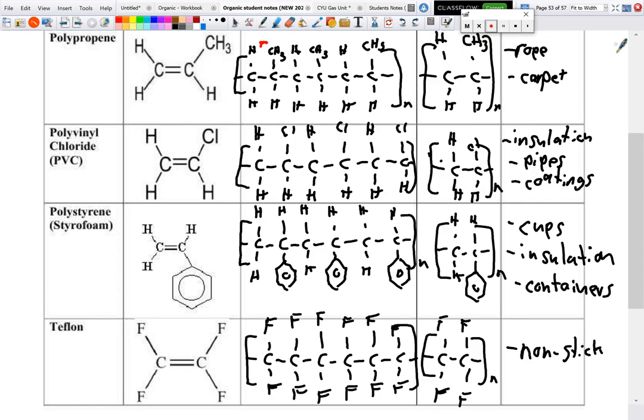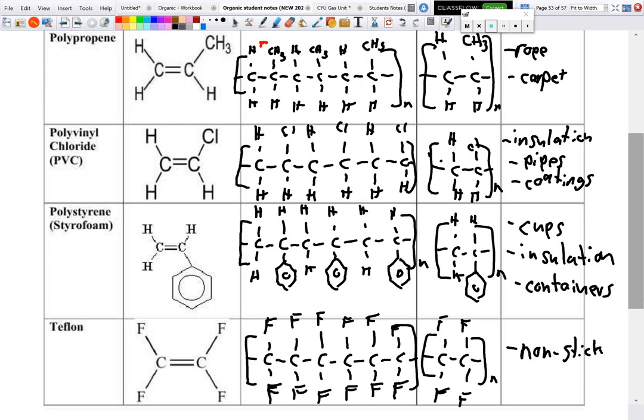All right, and of course all the polymers will look something like this. So we have our 3 repeating units here. We have what our repeat unit looks like, and of course some of the uses. So PVC, or polyvinyl chloride, is used in insulation, used in pipes, used to coat things. We have polystyrene, or styrofoam. That's of course used in cups and insulation, and even some containers are made from that. And then of course our Teflon will look something like this, and that's basically used for non-stick stuff.